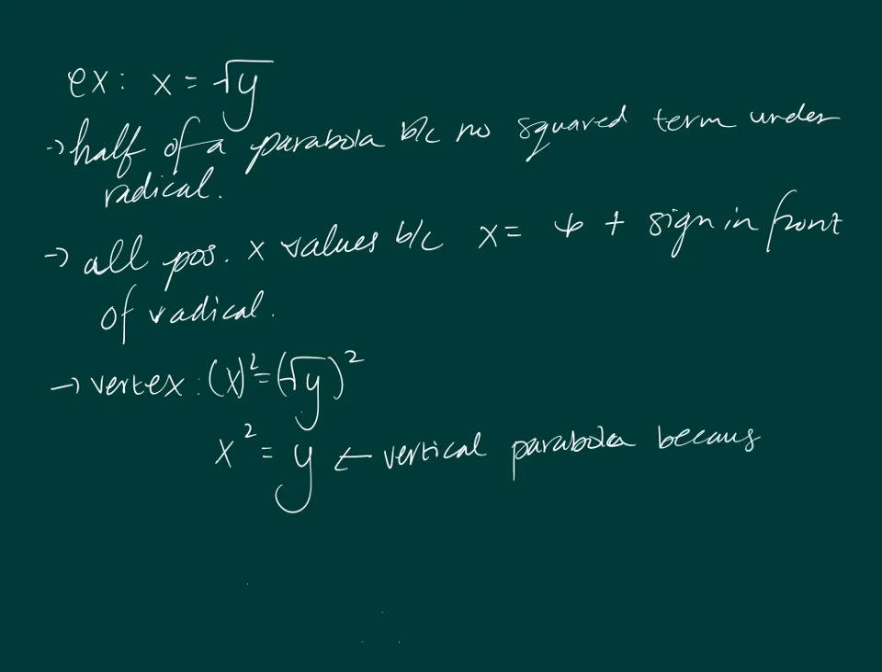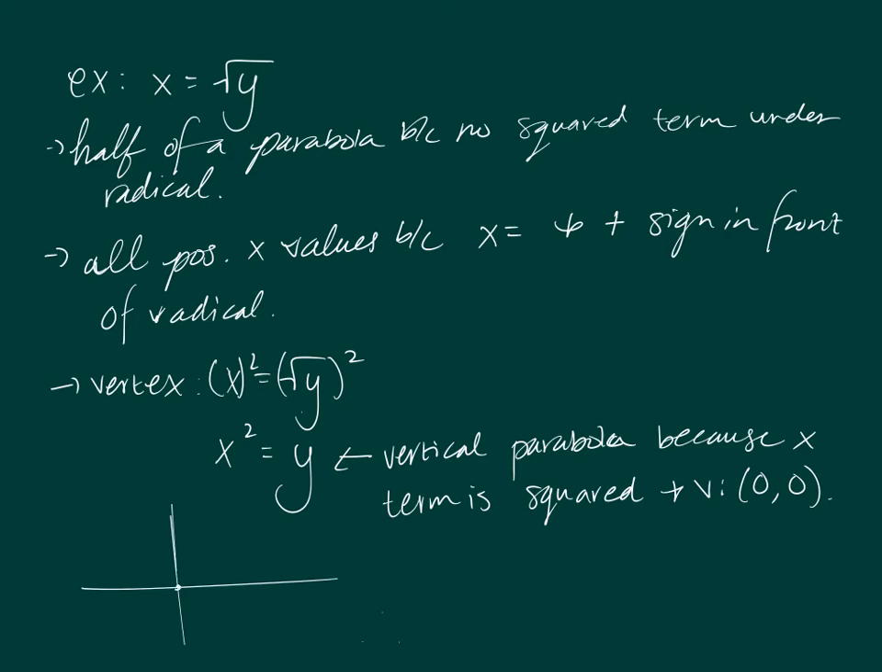Because the x term is squared, and the vertex is 0, 0, going off of what my standard equation would look like. So knowing my vertex is 0, 0, I only want positive x values. Now, if you look closely, these are all negative x values, and these are all positive x values by standard convention. So I want this side. And that's it.